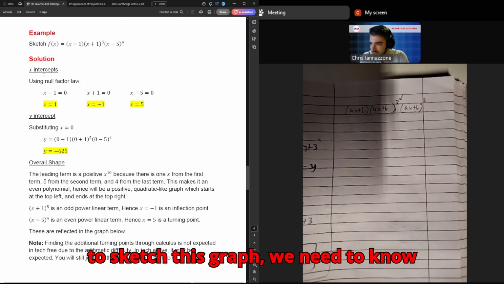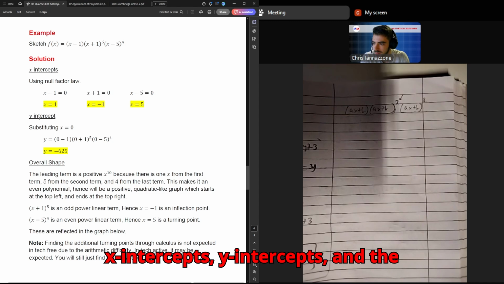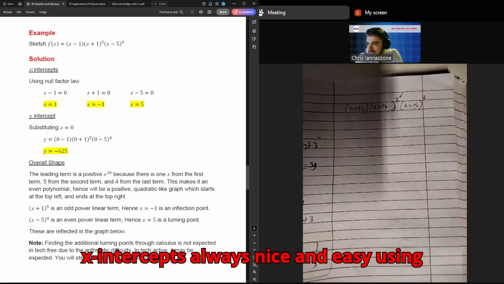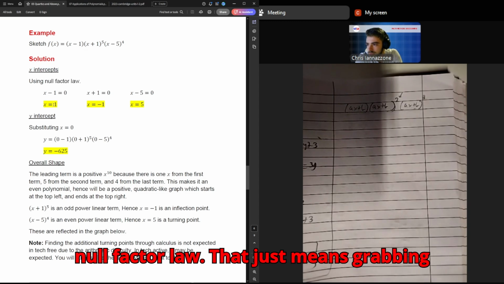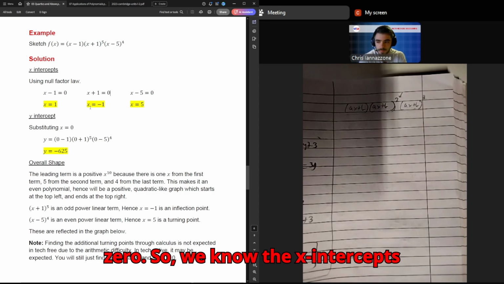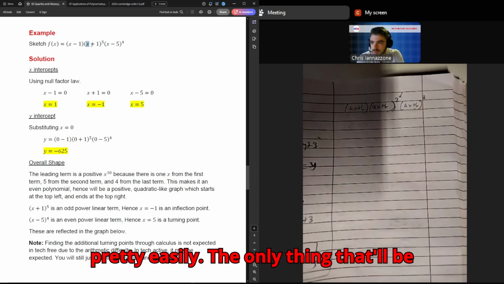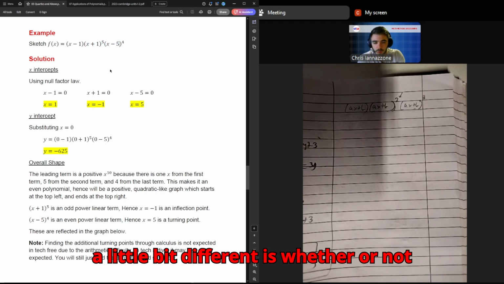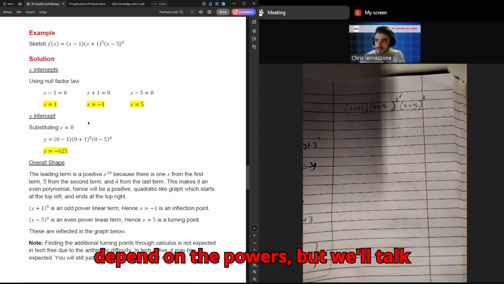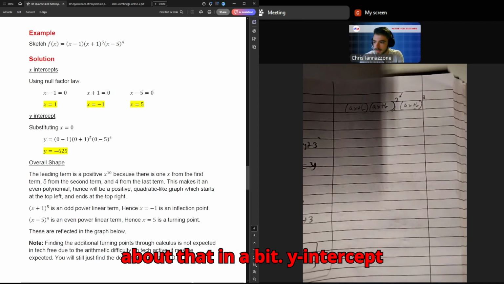If we want to sketch this graph, we need to know x-intercepts, y-intercepts, and the overall shape. So x-intercepts, always nice and easy using null factor law. That just means grabbing each of these terms and equaling them to 0. So we know the x-intercepts pretty easily. Only thing that'll be a little bit different is whether or not they cut, turn, or inflect, which will depend on the powers, but we'll talk about that in a bit.